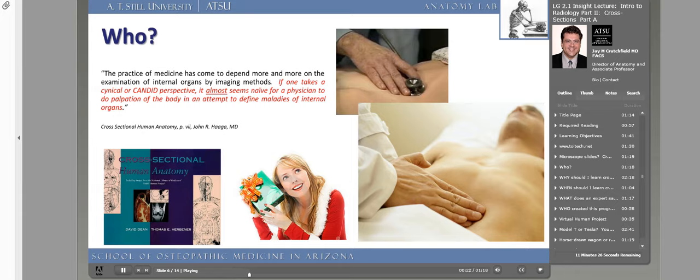depend more and more on the examination of internal organs by imaging methods. If one takes a cynical or a candid perspective, it almost seems naive for a physician to do palpation of the body in an attempt to define maladies of internal organs. Recently, I visited the Mayo Clinic as a patient. I had a chest x-ray performed before a doctor even touched me or listened to my lungs or took a medical history or performed a physical exam.